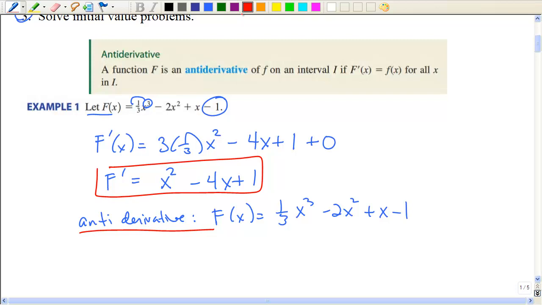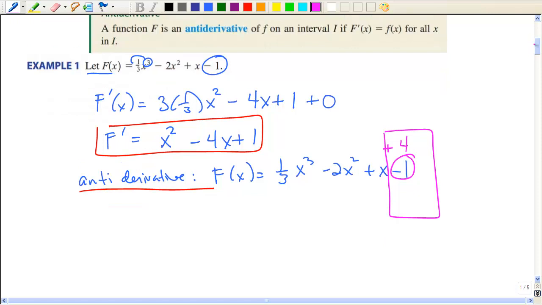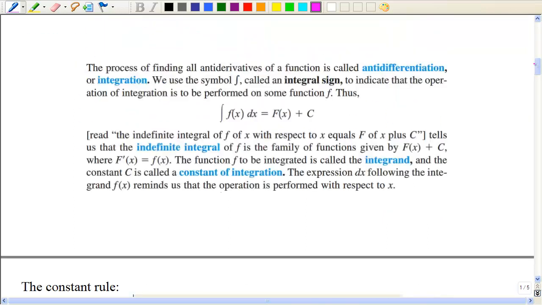However, I want you to think about, what if I changed this constant to, say, a positive 4? Would the derivative be any different? No, because the derivative of any constant that we might have here would be 0. And that's going to lead us to the discussion of why we need to have some arbitrary constant when we're looking at the antiderivative. The process of finding the antiderivatives is called antidifferentiation, which we don't use in the math world. We call it integration.